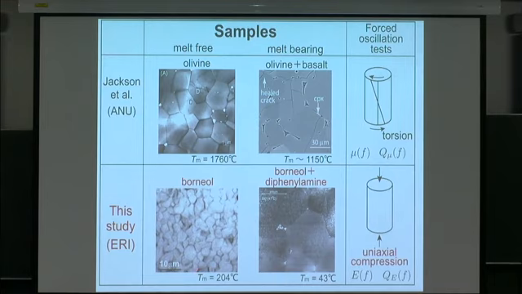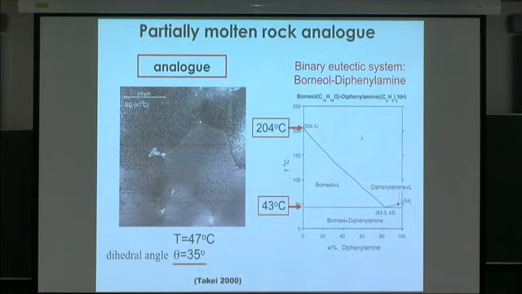Polycrystalline aggregates of organic borneol are used as rock analog, and the binary eutectic system of borneol plus diphenylamine is used as partially molten rock analog. This is a phase diagram of borneol plus diphenylamine. Melting temperature of borneol is 204 degrees C.